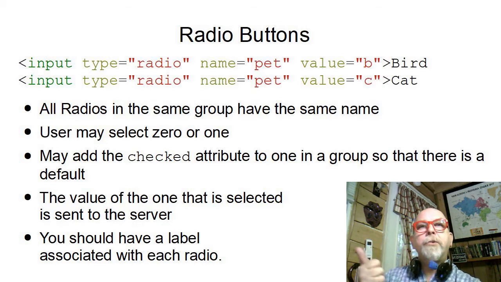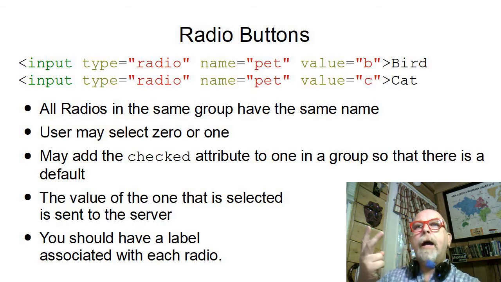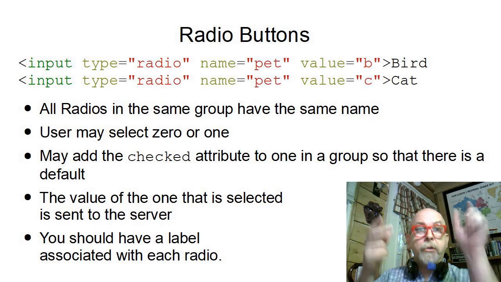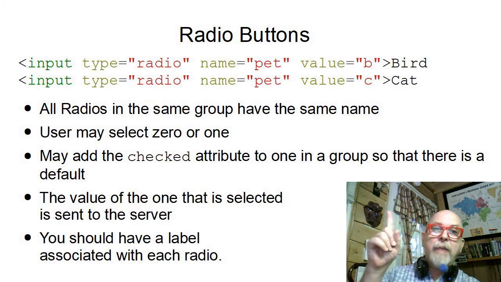So all radios in the same group have to have the same name. A user can select zero or one of them, only one. You can add a checked attribute to one so that there's a default checked radio. The value of the one selected is the one sent to the server. And you should have a label associated with each radio, and I didn't do that here, but you'll see that on the next page.